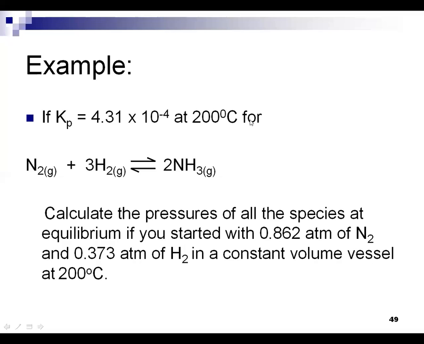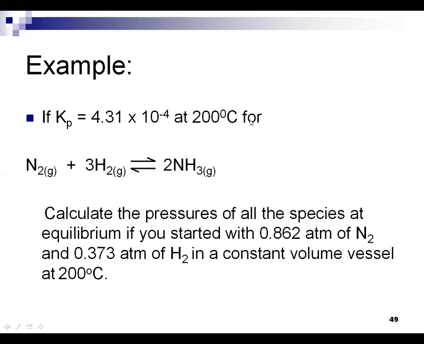Okay, so I think we left off here with this problem. Again, this is another ice table problem. I think we started working on it towards the end there, so we're going to pick up here. This is actually one where we're dealing with KP, and KP, a reminder, deals with pressures. So here we do have pressures given to us: the pressure of N2 and the pressure of H2.